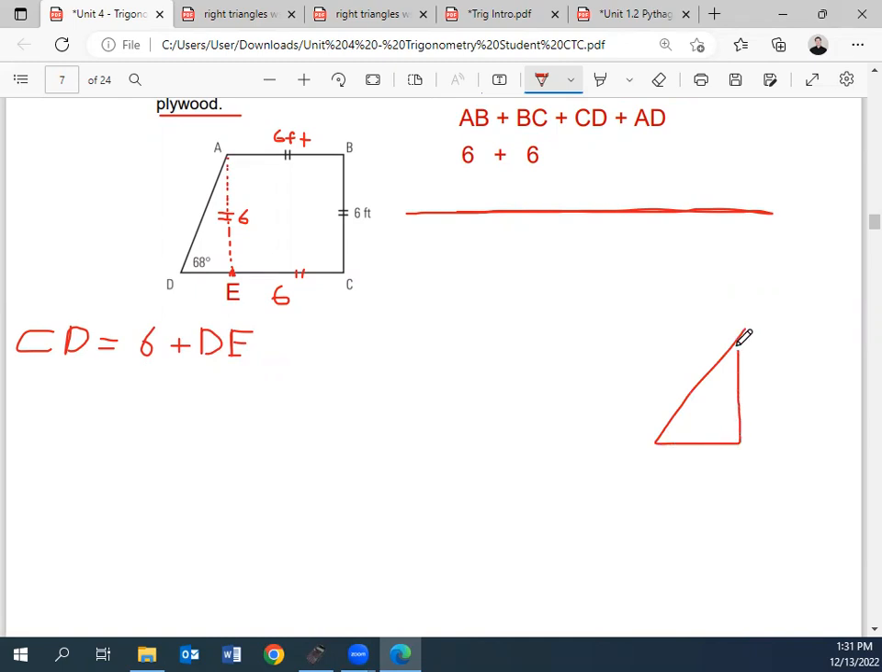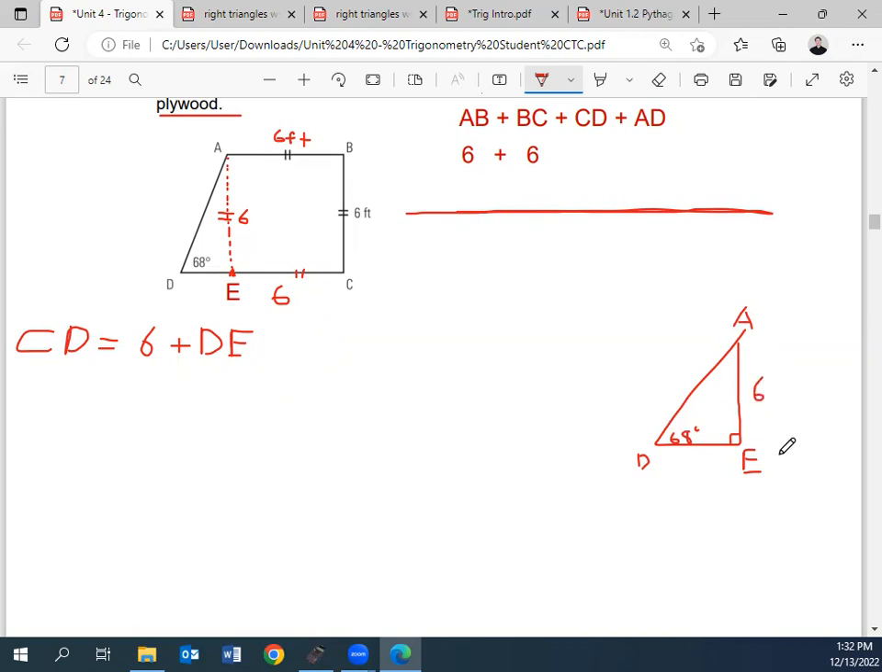So I'm just putting this here. So I have this triangle here. That's what I have. I've just taken this little triangle here because I'm trying to figure out what DE is. So this is D, this is E, this is A. So I know that I have an angle of 68 degrees. I know it's a right angle, and I know the length of this side, which is what, Austin? 6. Yeah, 6 feet.